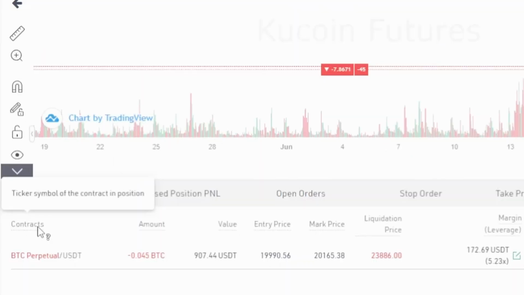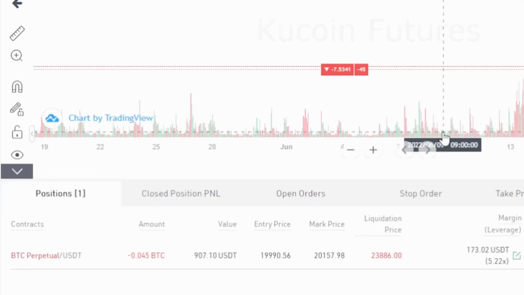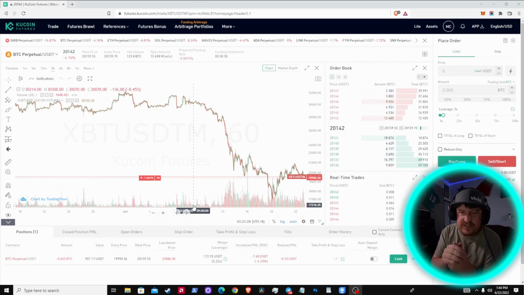So the first one here says contracts. Now, this would be the coin that you're trading, right? And the reason why it says BTC Perpetual, one thing I did not explain in yesterday's video, which I'm going to quickly explain, is the difference between a futures trade and trading with a perpetual contract.